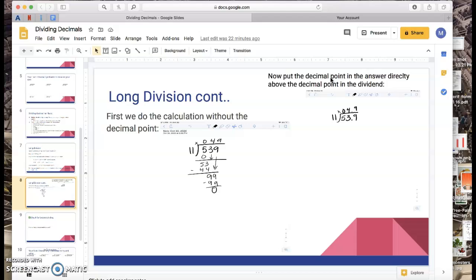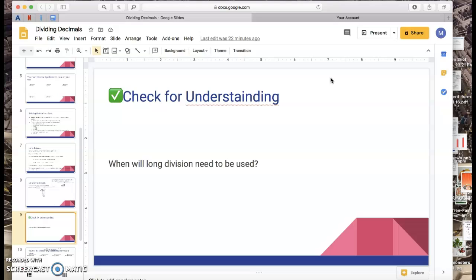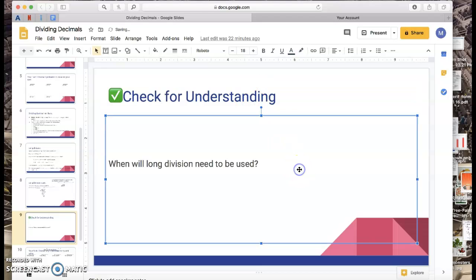Okay, with that, we are going to do another check for understanding. When will long division need to be used? I want you guys to sit and think about it for a minute. And you can think about this as in, will it be used often? Will it be used when we do a certain problem? Think about it. And then I want you guys to talk to your peers about it and see what ideas they have and your classmates. And then you guys can raise your hands and answer to me. And then we can move forward.